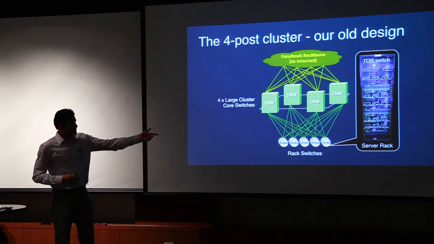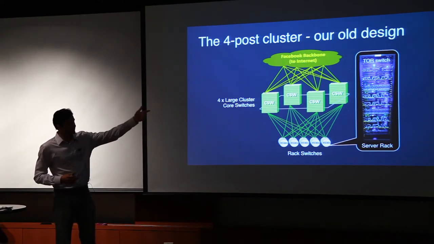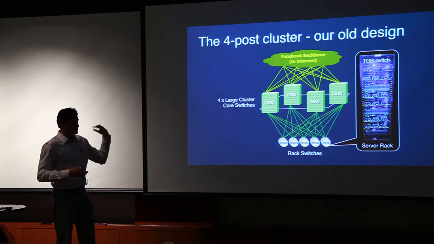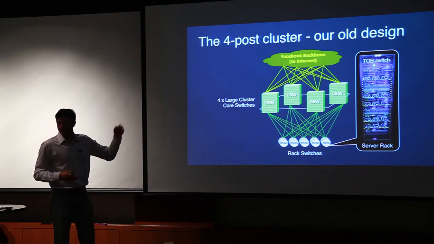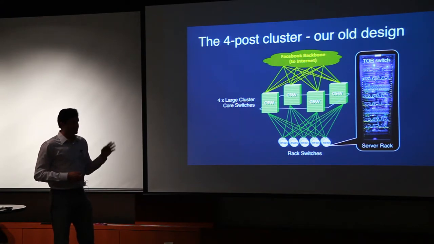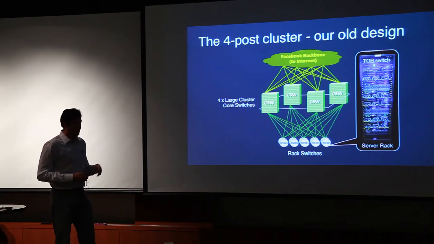The gray dots at the bottom are racks of servers connected through a top-of-rack switch to these big cluster switches, which are connected in a ring, and those connect to the rest of the world. It served us well. It got us to over 1 billion users, but now it's starting to show its age. Actually, it started to show its age a few years back.